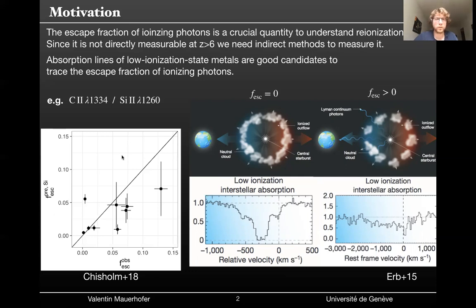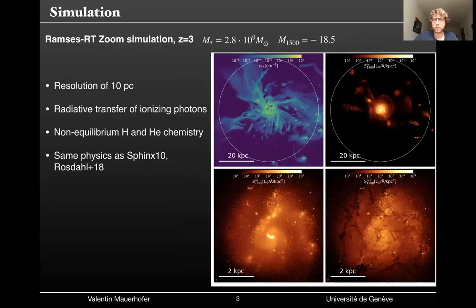The simulation I use is a cosmological zoom done with RAMSES-RT. I go down to redshift 3, where I have a stellar mass of 3 billion solar masses and a UV magnitude of approximately minus 18.5. It's a very high resolution simulation of 10 parsec, so that we resolve the escape of ionizing photons. Of course, there is radiative transfer, and the physics is the same as in the SPHINX simulation by Joakim Rosdahl and collaborators.